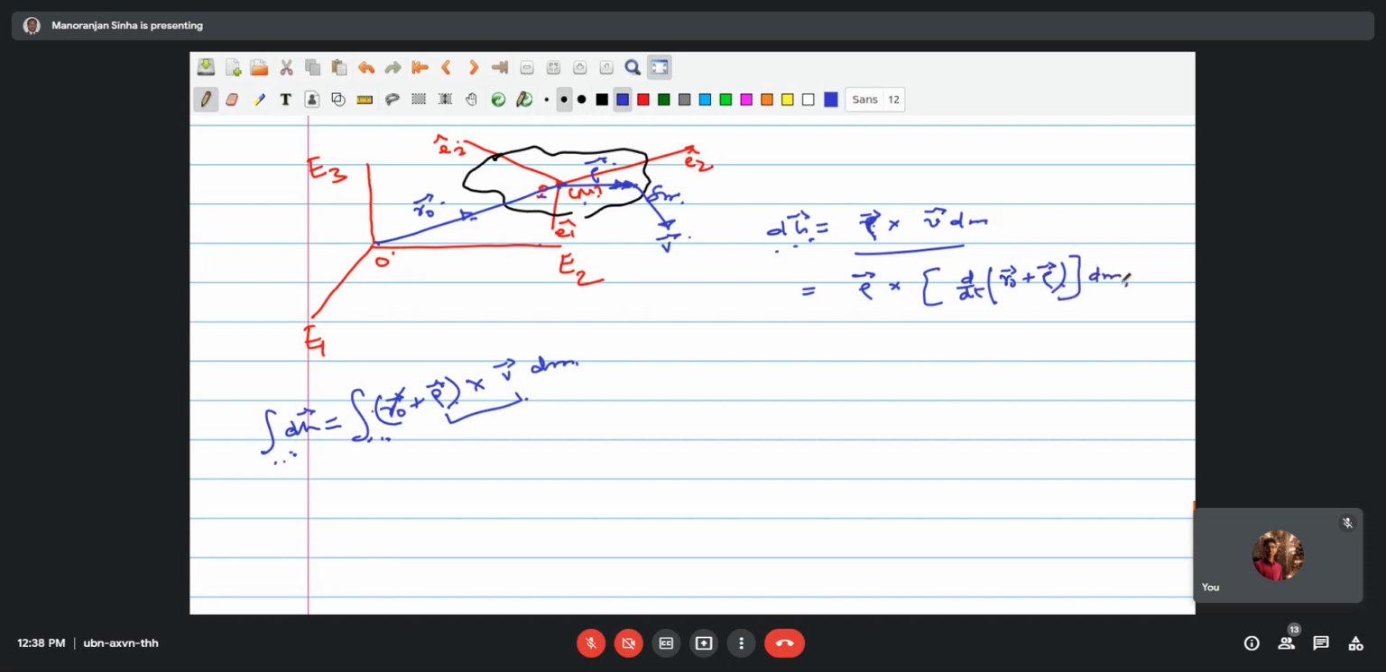Sir, here this capital E1, E2, E3 is the lab frame and the small e1, e2 is the body fixed frame. Yes, this is inertial and the small e1, e2, e3 is the body. Okay.